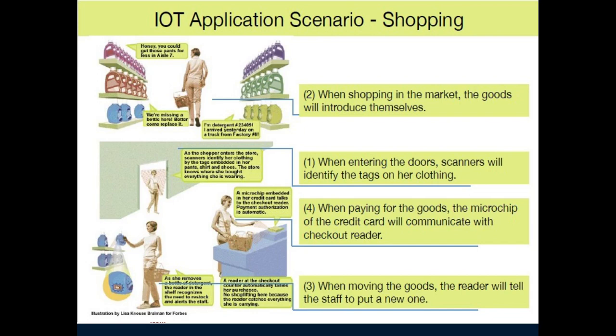Shopping. See, when we go shopping, the goods will introduce themselves. That's how it's possible. When entering the door, scanners will identify the tags on her clothing. When paying for the goods, the microchip on the credit card will communicate with the checkout reader. And when moving the goods, the reader will tell the staff to put a new one. In this way, automated deduction of the money from your account is possible. That's how IoT can be applied in retail shops.